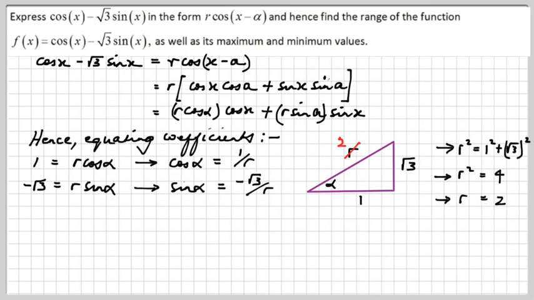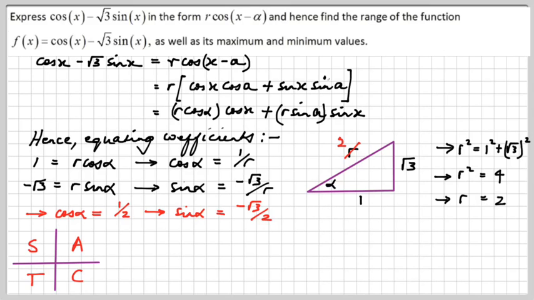Now it's even more exciting because we're going to go back to the left-hand side of the screen, and we're going to put 2 there and 2 there, and that will enable us to find alpha. Cos of alpha is a half, yes, and sine of alpha is minus root 3 on 2. Excellent.